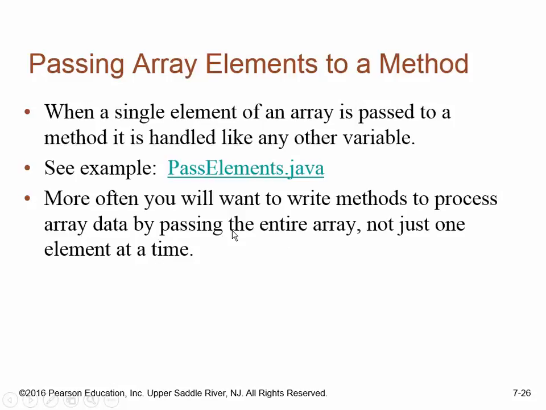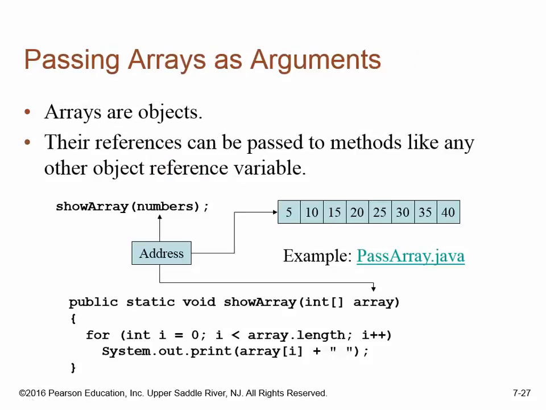All right. When you pass a single element of an array, it's like passing any other variable. When you pass an entire array to a method, you're passing an object. So any change you make is a permanent change.